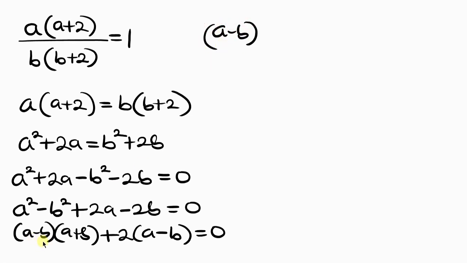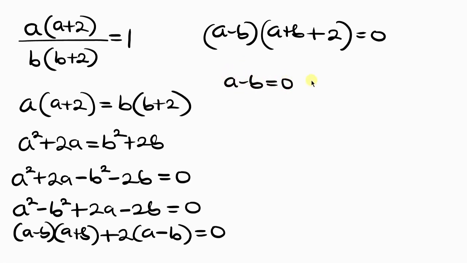So we have a minus b factored out. So a minus b times a plus b divided by a minus b, I'm going to be having a plus b. So a plus b plus, now 2 times a minus b divided by a minus b, I'm going to be having 2. So this is 2 equal to 0. So we have two cases. For case 1, we have a minus b to be equal to 0. Or for case 2, we have a plus b plus 2 to be equal to 0.